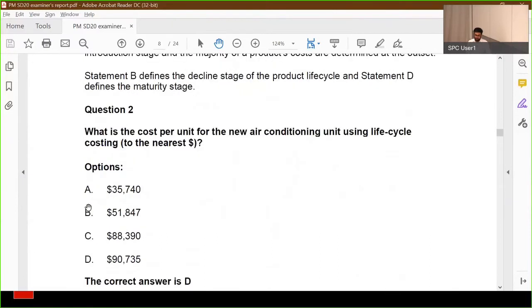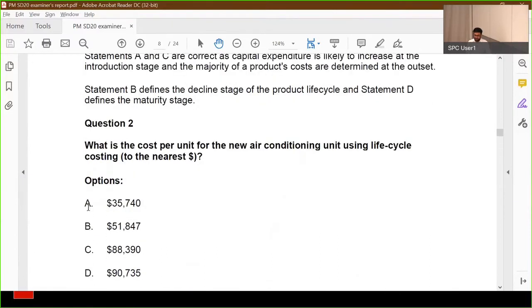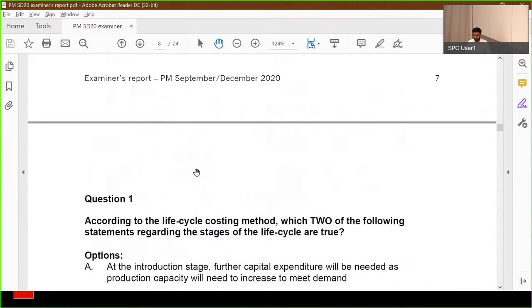Question number 2. It's highly likely that when life cycle costing will be tested in exam, the examiner would also test how to calculate life cycle cost per unit. And here we have such a question where they're asking what is the life cycle cost of this new air conditioning unit per unit. It should be rounded to the nearest dollar. For that, we have to go back to the cost card.